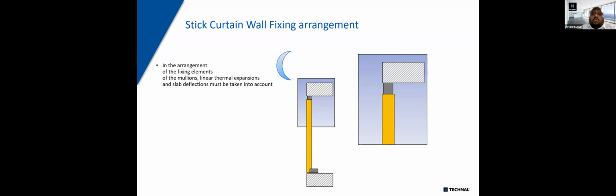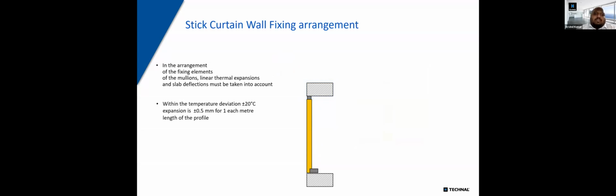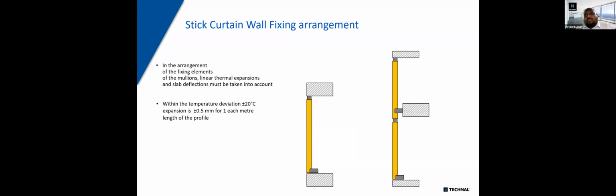And this is more evident during the winters in our region, where the expansions are much higher than normal times. So during this temperature deviation of 20 degrees, especially in winters in the Middle East, this is what happens from a morning to evening. The expansion is almost 0.5 mm for every linear meter. So what happens is if your facade is also clamped across the slab, you're also experiencing linear thermal expansions twice.